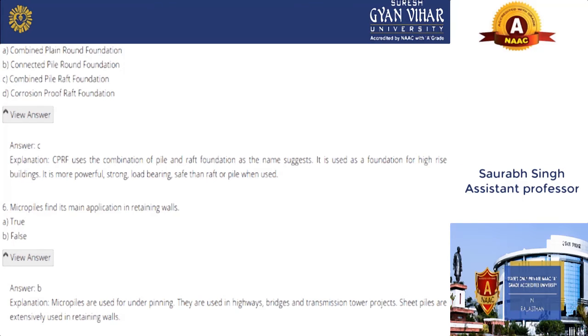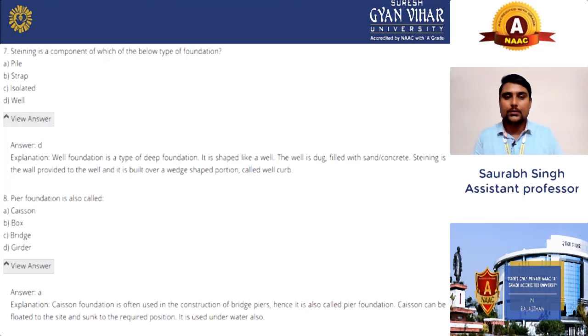Let's see the seventh question. Steining is the component of which of the below types of foundation? Here right answer will be D. It is the part of a well, and well foundation is also a type of deep foundation. It is shaped like a well. That's why its name is well foundation. The well is dug and filled with sand and concrete. Steining is the wall provided in the well, and the wedge shaped portion built below it is called the curb.